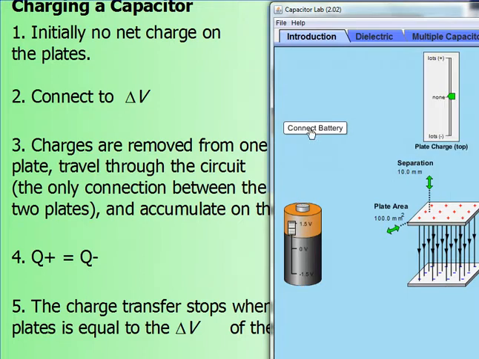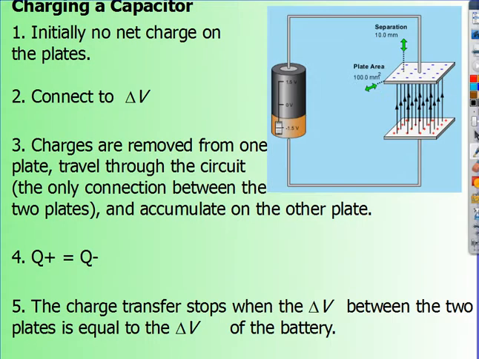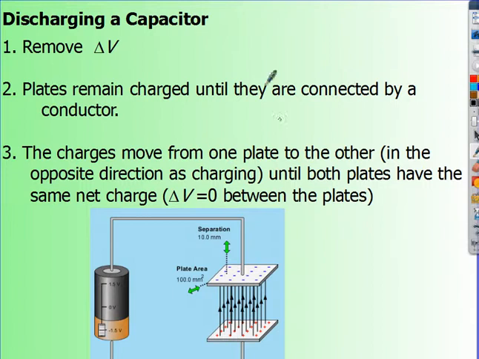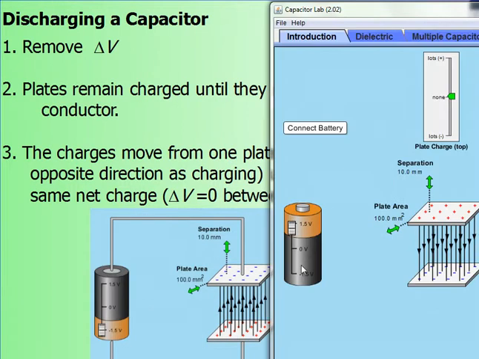Now look what happens when I disconnect the battery. Not much happens. To discharge the capacitor, you remove the potential difference. And it doesn't matter what I do to the potential now, the capacitor stays charged.